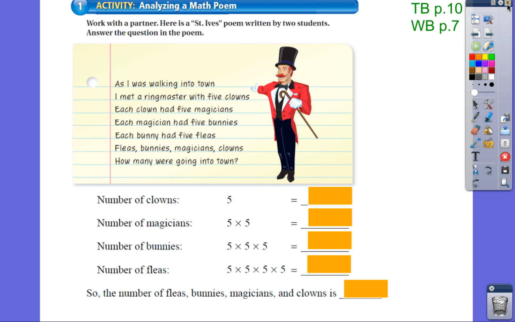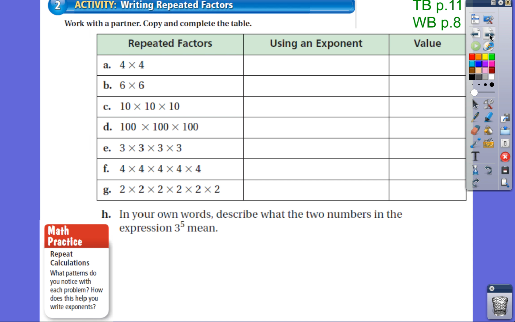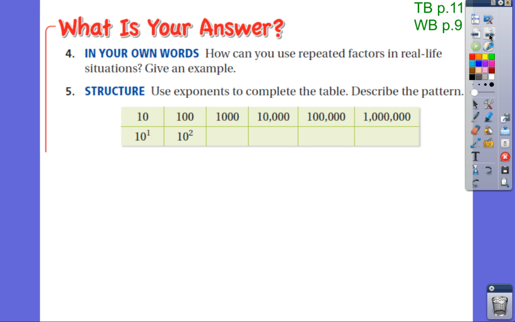Now, because we're to the activities, we're to the parts of the lesson where you're going to work through them with a partner. Once you're done working through the activities, then we'll go over the answers together. Today, you are going to complete activity 1 and activity 2, and you can skip ahead after activity 2. Go ahead and skip ahead to the what is your answer on page 9 and complete question 4.